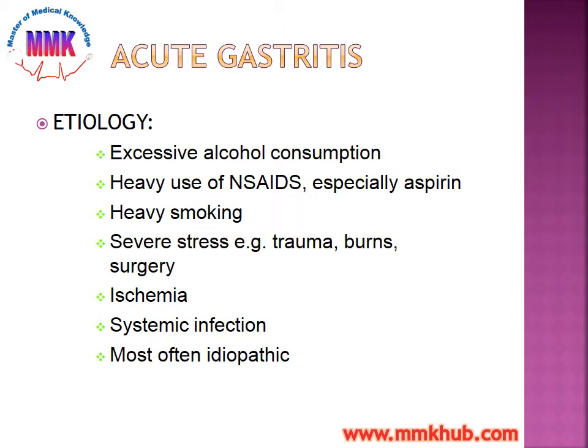Now we will discuss in detail about the acute and chronic gastritis. Acute gastritis, the etiological factors include excessive alcohol consumption, heavy use of non-steroidal anti-inflammatory drugs, especially aspirin, heavy smoking, severe stress, for example trauma and burns or post-surgery cases, ischemia, which lead to the decrease in the blood supply of the mucosal surface, systemic infection, and most often it can be idiopathic, means there is no known cause.